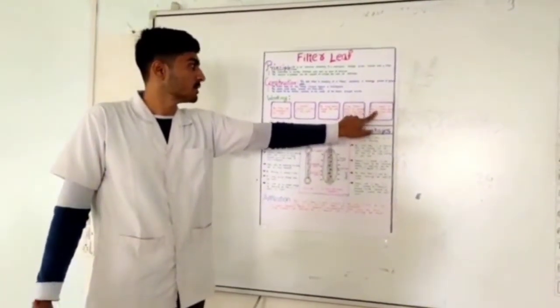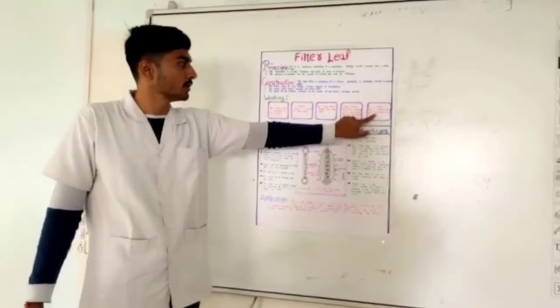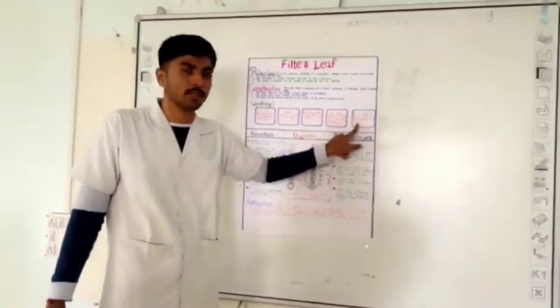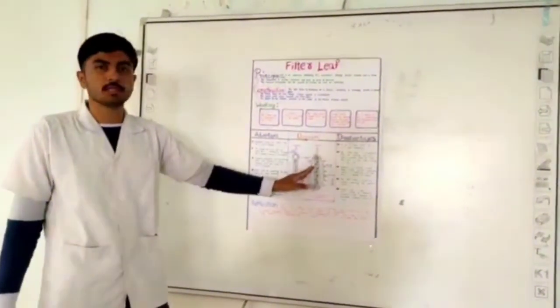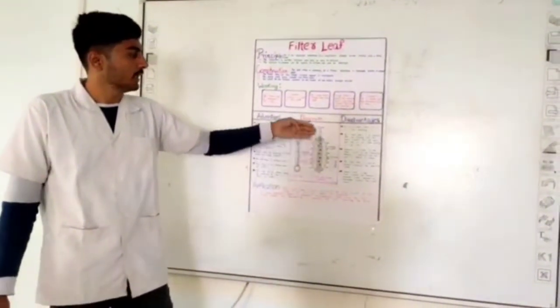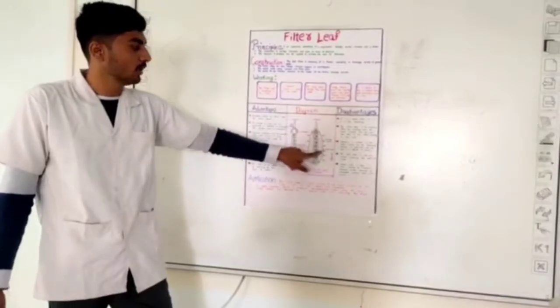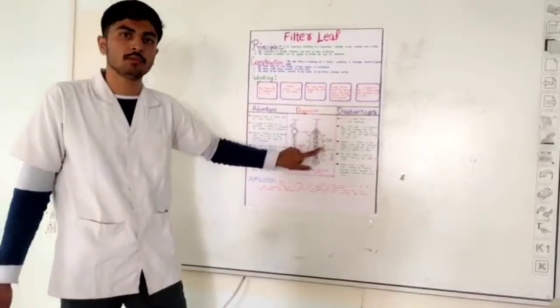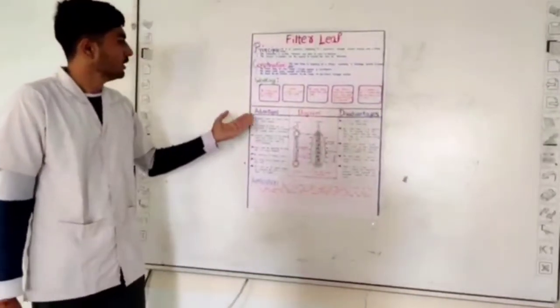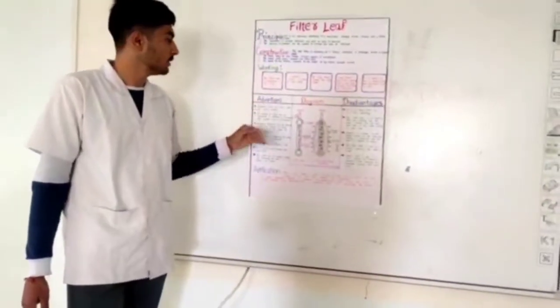Now, air is passed to flow in the reverse direction, which facilitates the removal of the cake. That is, after this process, air pressure is applied in the reverse direction so that it becomes easy to remove the filtration cake. Alright, let us move towards the advantages.